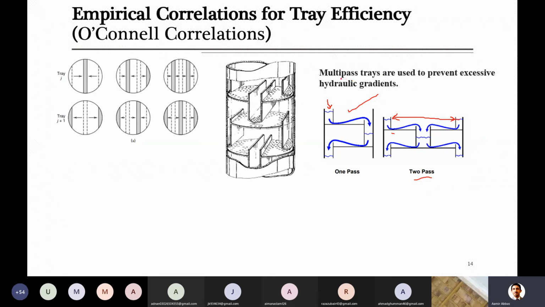So that is called a multi-pass tray system, or we use multi-pass trays, and that is used to prevent excessive hydraulic gradient. Excessive hydraulic gradient, as I already mentioned, hydraulic gradient means the amount of liquid on the surface of the tray, if its amount is varying, that is, not equal throughout the tray. So in order to avoid that, we can use this multi-pass system, and that helps.